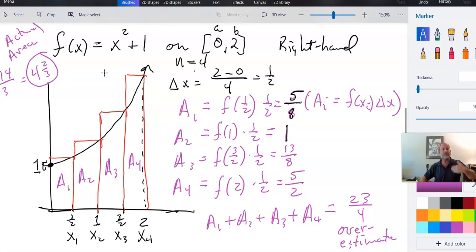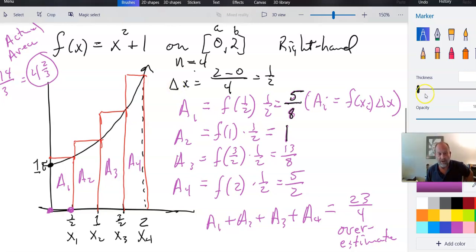All right, so that is a right-handed rule, a right-handed estimate as far as this goes. This is an upper estimate. Again, it's not called an upper estimate because it's an overestimate. It's called an upper estimate because of the two endpoints that you could use to evaluate this, we're using the upper endpoint. Okay, so that's a right-handed rule.